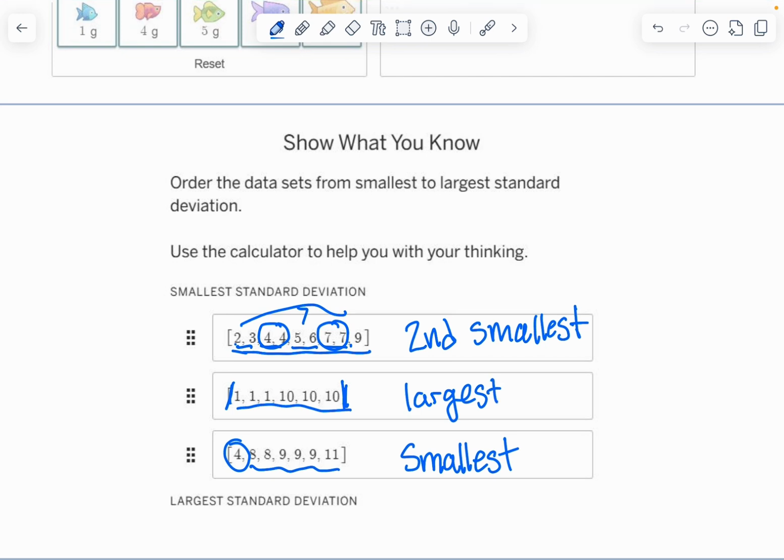Now, in terms of using the calculator to help, this is a Desmos calculator. If you have access to an online platform with this, you can use it to check your work. Most of the time we will not have this. We will not be calculating standard deviation by hand, at least not in this class. For now, I want you to just be able to look at those numbers, see how close or spread out they are, and make a generalized statement.